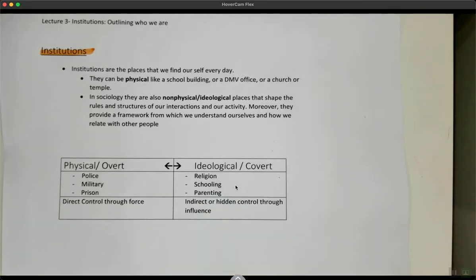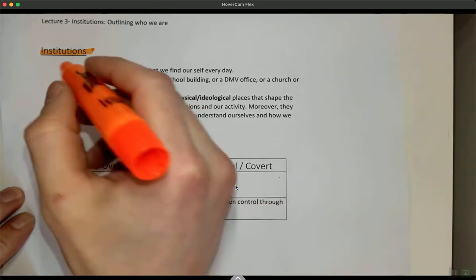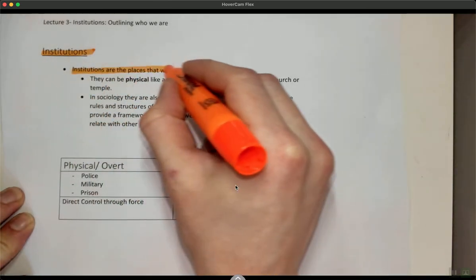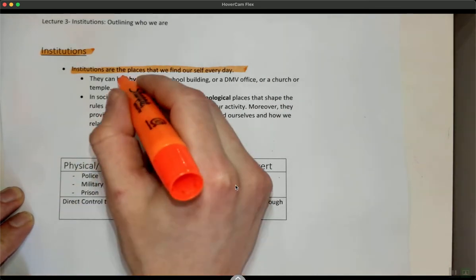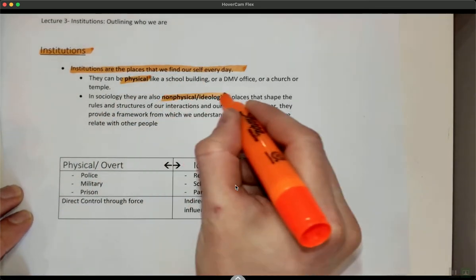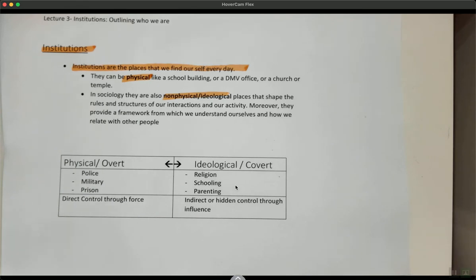But when I'm taking a look at institutions from sociology, there's two aspects to it. So institutions basically are the things that we find ourselves in every day. I'll give some examples in just a little bit. But there's two things about them. They could be physical spaces and they could be non-physical spaces. So as far as a physical space is, it could be a school building or a DMV office or a church or temple. It's really any physical space that we find ourselves in.